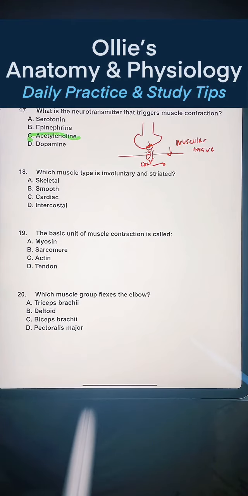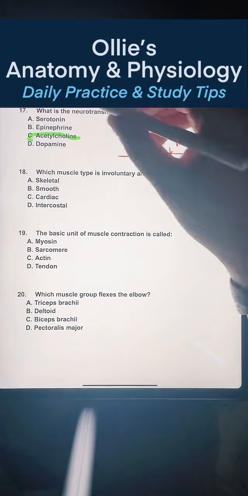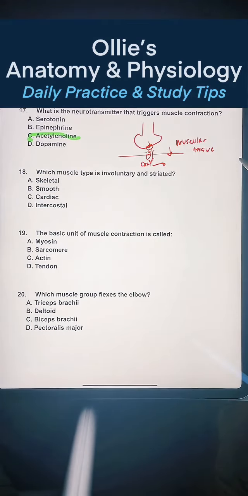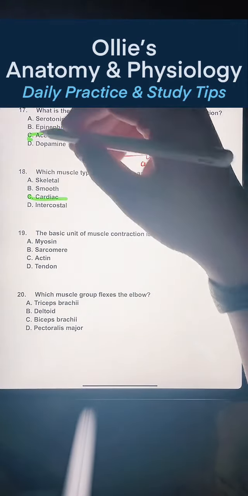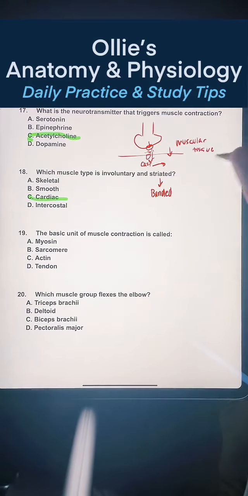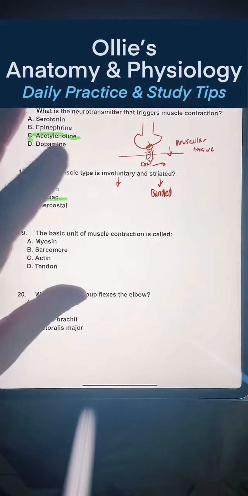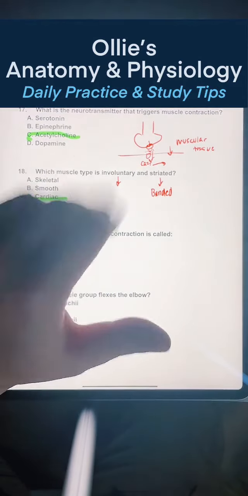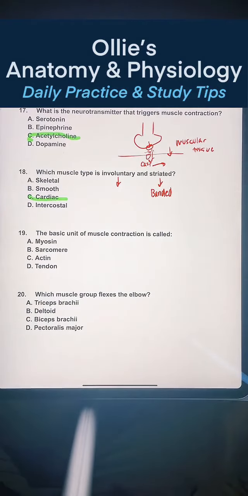But number 18, which muscle type is involuntary and striated? The answer is C. Striated means banded. And when something is banded in terms of tissue, the function of it is for rhythmicity. You have your heart rate. Your heart beats rhythmically. Involuntary means you don't have to consciously think about it. Like the way that you would flex your hand, you don't have to make sure you're doing this to your heart to pump blood. That would be super bad.